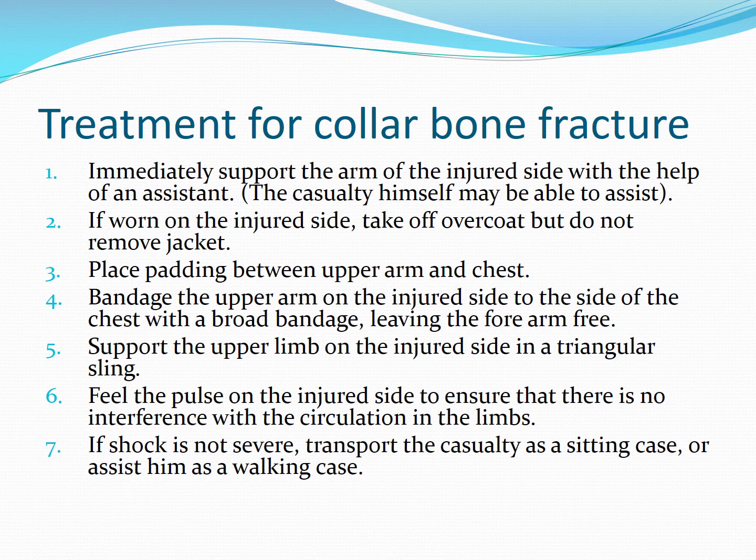Bandage the upper arm on the injured side to the side of the chest with a broad bandage, leaving the forearm free. Support the upper limb on the injured side in a triangular sling. Feel the pulse on the injured side to ensure that there is no interference with the circulation in the limbs. If shock is not severe, transport the casualty as a sitting case or assist him as a walking case.